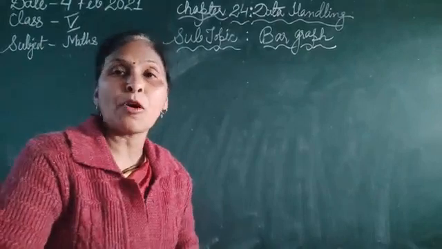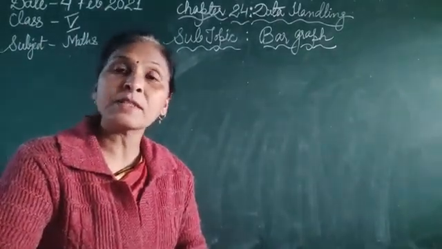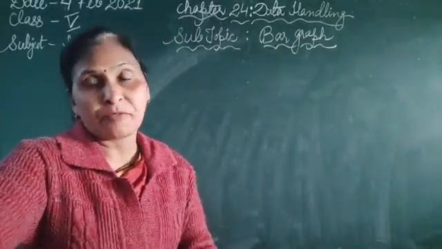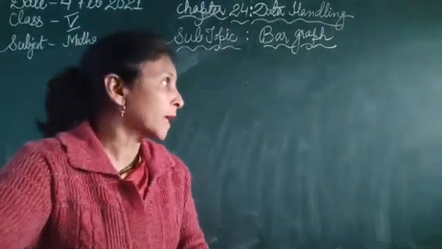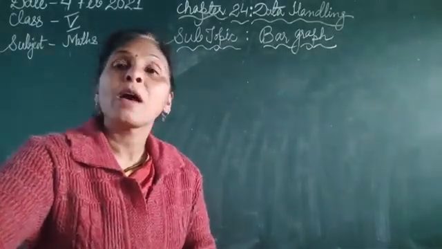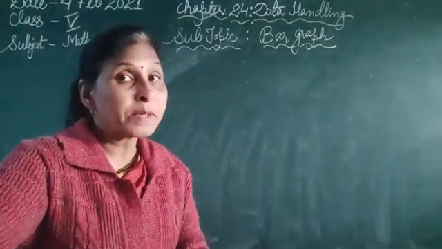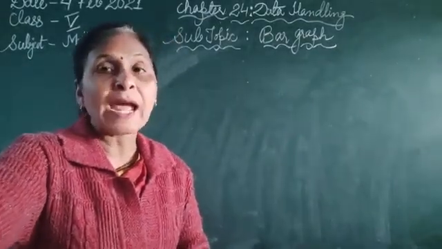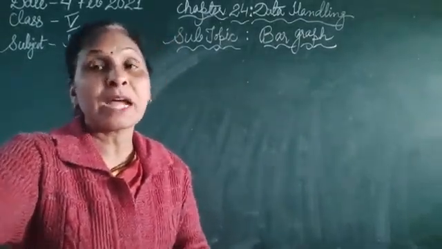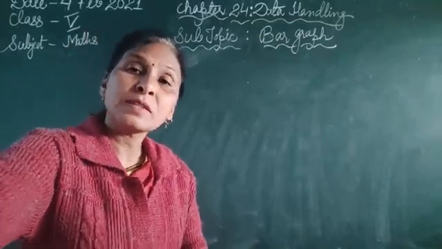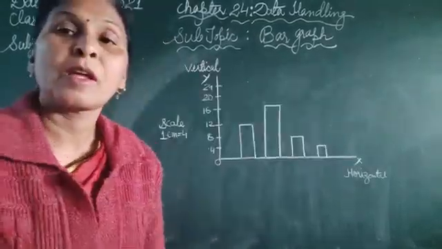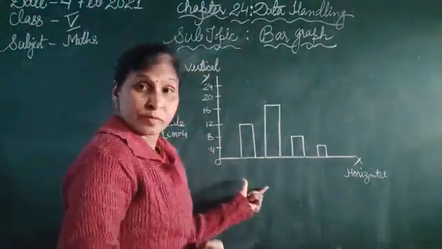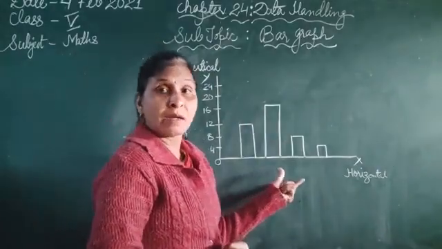Another way of representing the data is the bar graph, or we can say the column graph. Bar graph is also called the column graph. Bar graphs are simple to draw, convenient to read, and comparison of the data is easier. This type of representation you have to see in a bar graph.